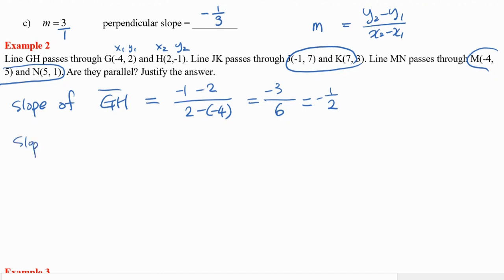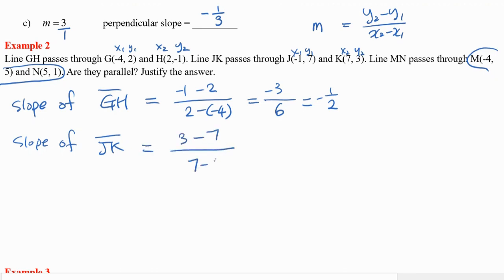Okay, slope of JK. So let's do that again. x1, y1, x2, y2. 3 minus 7 over 7 minus -1. 3 minus 7 is -4. 7 minus -1, 7 plus 1 is 8. Alright, so -1 over 2 and -1 over 2. They have the same slope, so it's parallel. They are parallel lines.